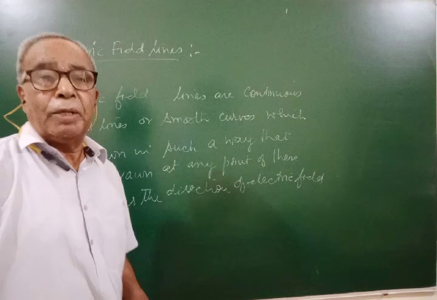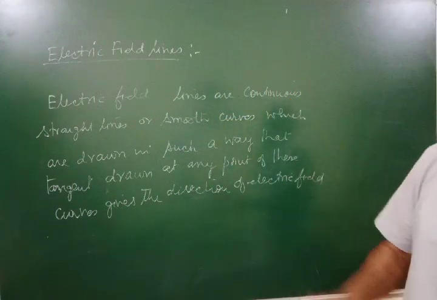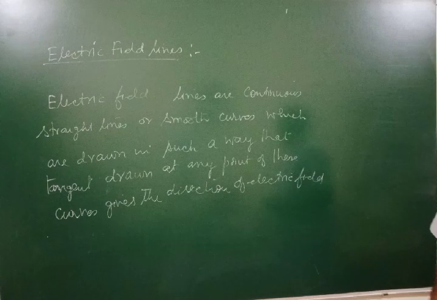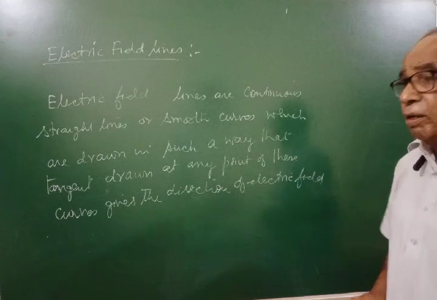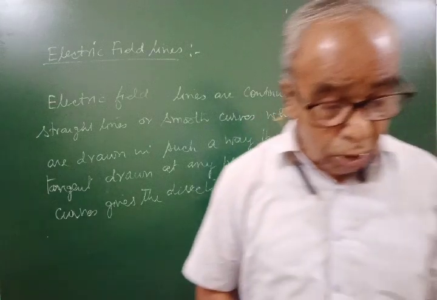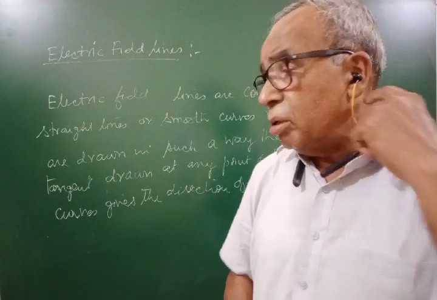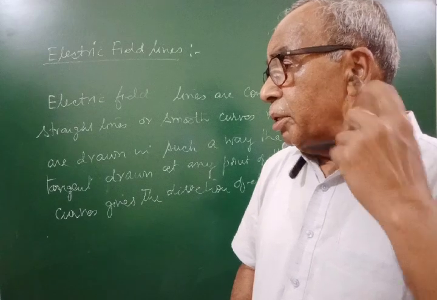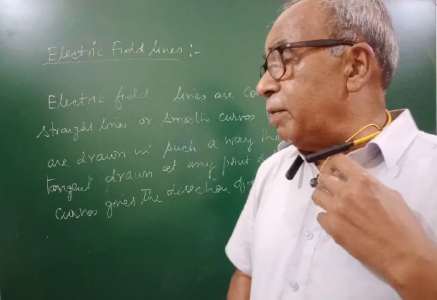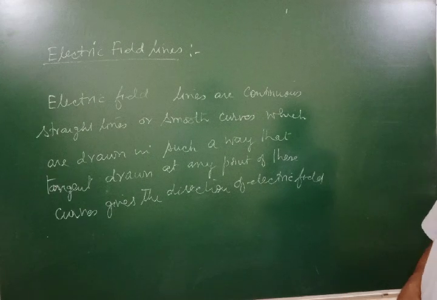Gives the direction of electric field. Tangent drawn at any point of this curve gives the direction of electric field. So these imaginary continuous straight lines or smooth curves are drawn in such a manner that the tangent at any point gives the direction of electric field.